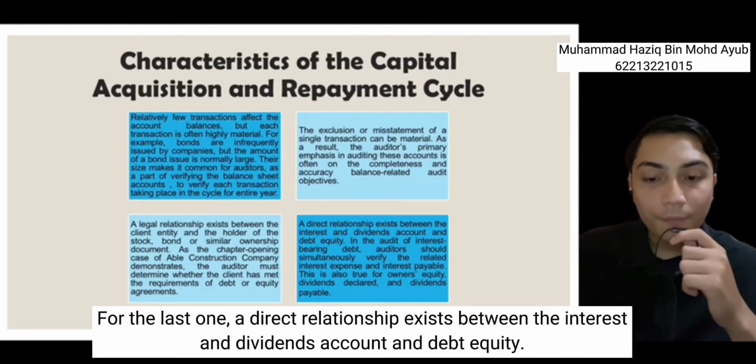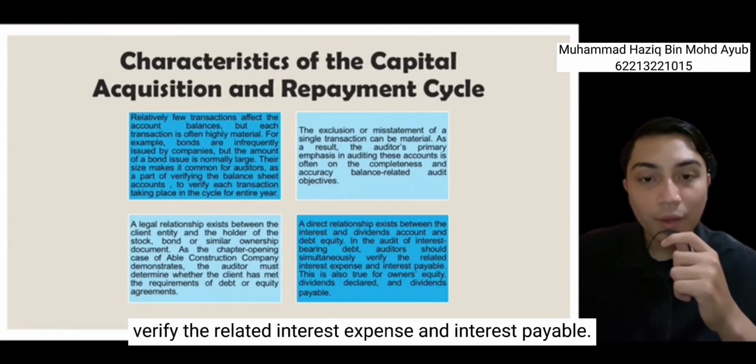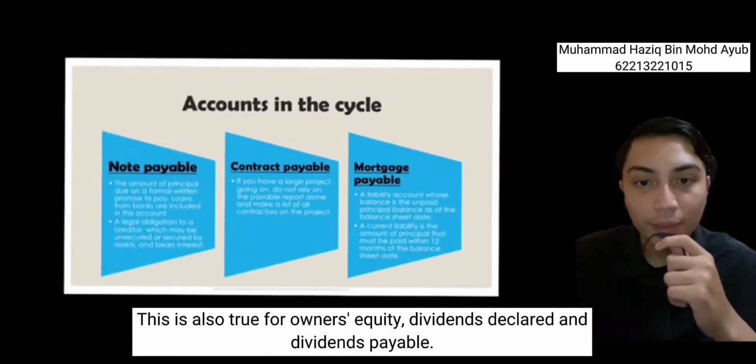For the last one, a direct relationship exists between the interest and dividends accounts and debt and equity. In the audit of interest-bearing debt, the auditor should simultaneously verify the related interest expense and interest payable. This is also true for owners' equity, dividends declared, and dividends payable.